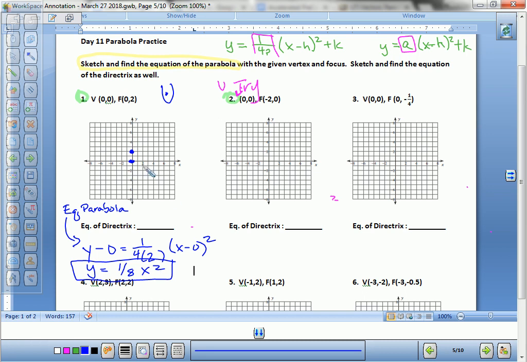Now if I ask you to graph it, since we know this is 2, how far do I go out on either side? 4. And we could have that, and then since this is 2, we go down 2 in the opposite direction to get our directrix, which would be the equation y equals -2. You try number 2.